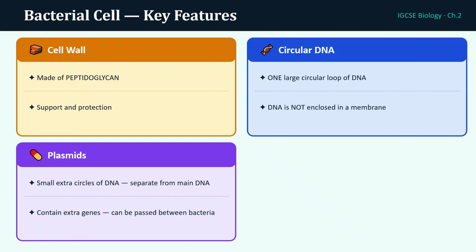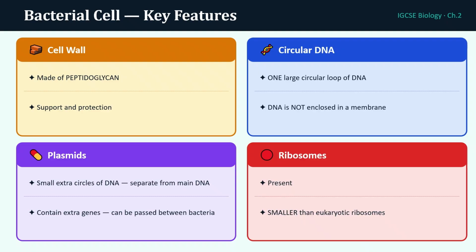Feature number 3 is plasmids. These are small extra circles of DNA completely separated from the main circular DNA. They carry additional genes. And something is fascinating. Bacteria can actually pass plasmids from one cell to another. This is one reason why antibiotic resistance spreads so quickly, because bacteria share the resistance genes through plasmids.